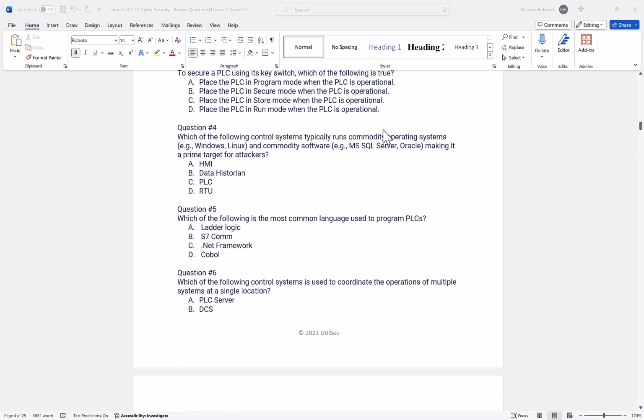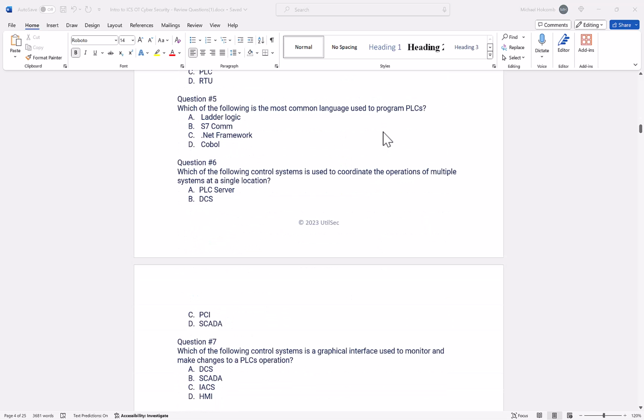All right, so question 5, let me scroll down. Which of the following is the most common language used to program PLCs? I think if you talk with most people, this is still ladder logic. Okay, so quick glitch. But anyways, question 5, which of the following is the most common language used to program PLCs? I think the most talked about, popular, or commonly used language in programming PLCs is still ladder logic, and that's the one that I'm familiar with.